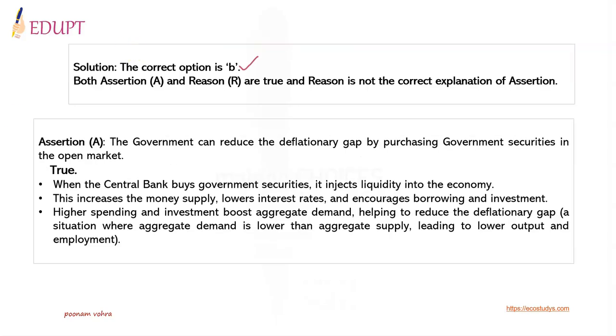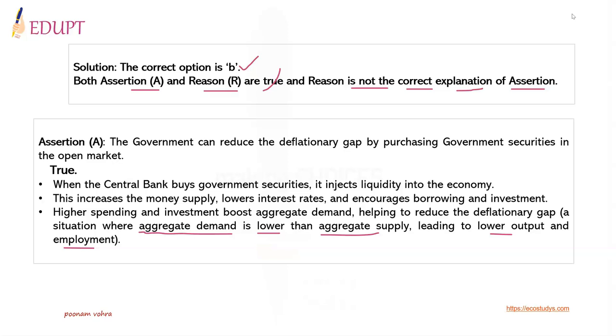The correct option is B, which says that assertion and reasoning are true, but reason is not the correct explanation of assertion. Let's understand. Assertion statement is: the government can reduce the deflationary gap by purchasing government securities in the open market. What is deflationary gap? It is a situation where aggregate demand is less than the aggregate supply, resulting in lower output and less employment. Now, government can reduce this situation by purchasing government securities.